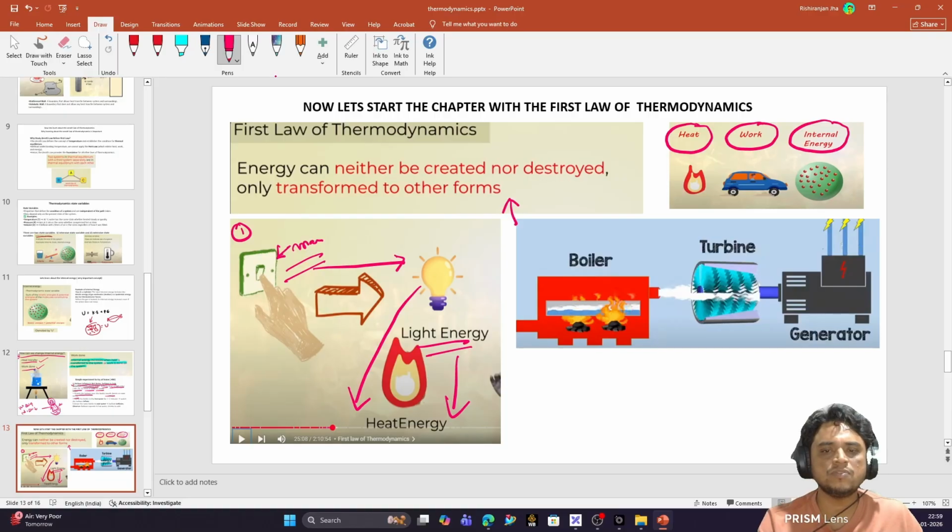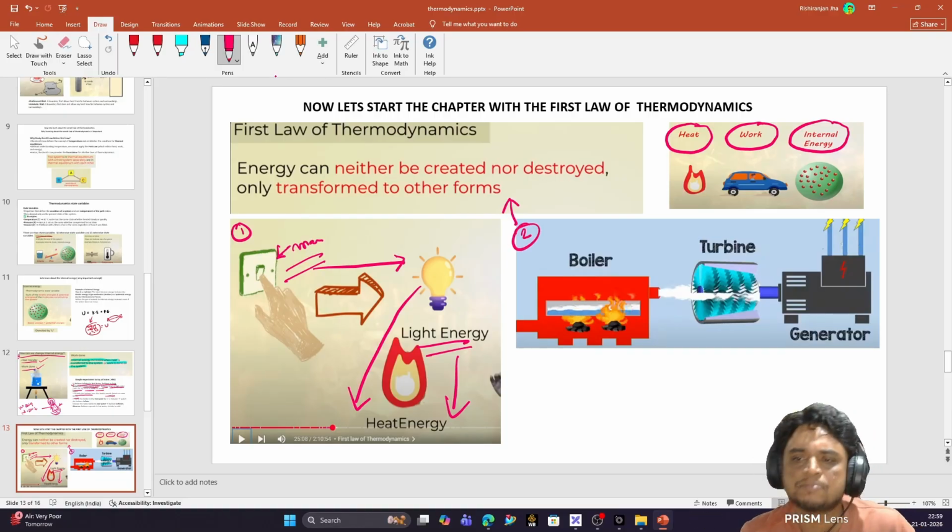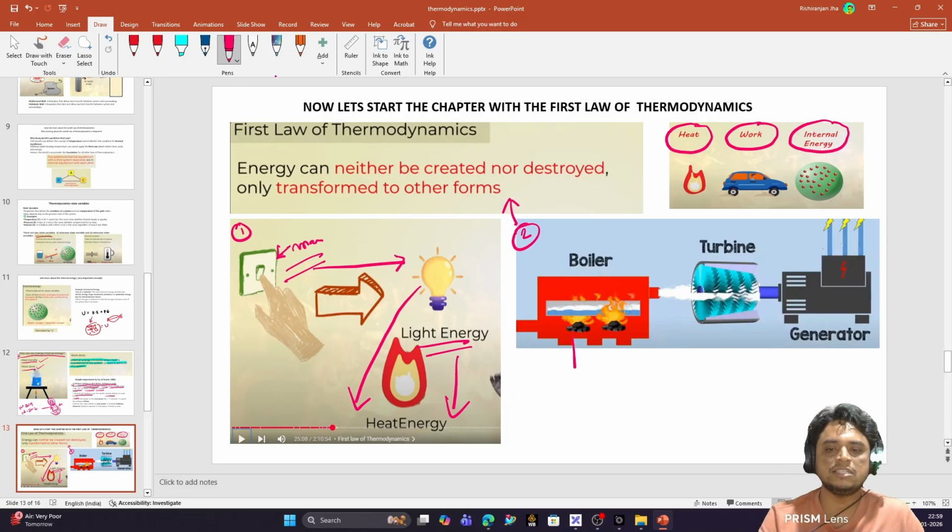Now let's move on to the very famous example. Every one of you must have studied the concept of boiler, turbine, and generator. I'm not explaining this in much technical detail. I'll just tell you about the energy transformation that is taking place here. So what is happening here? You see this coal. This coal has chemical energy, right? This chemical energy is used to heat the water. So this chemical energy is converted into heat energy.